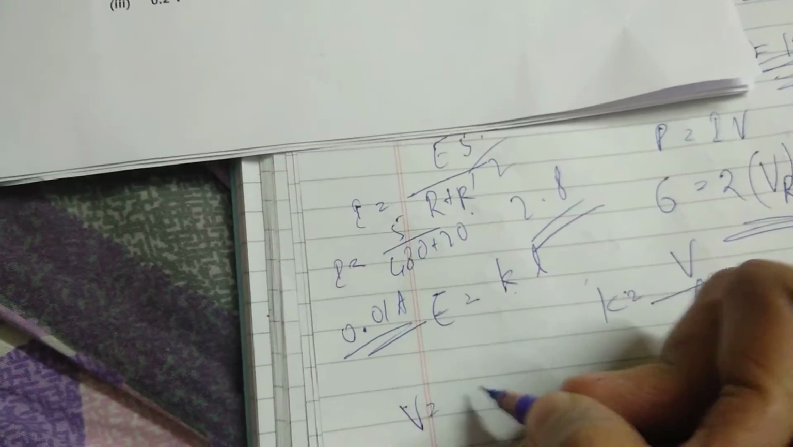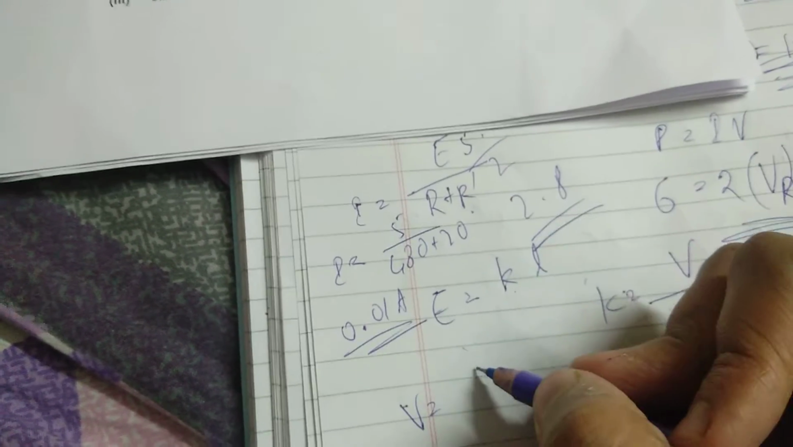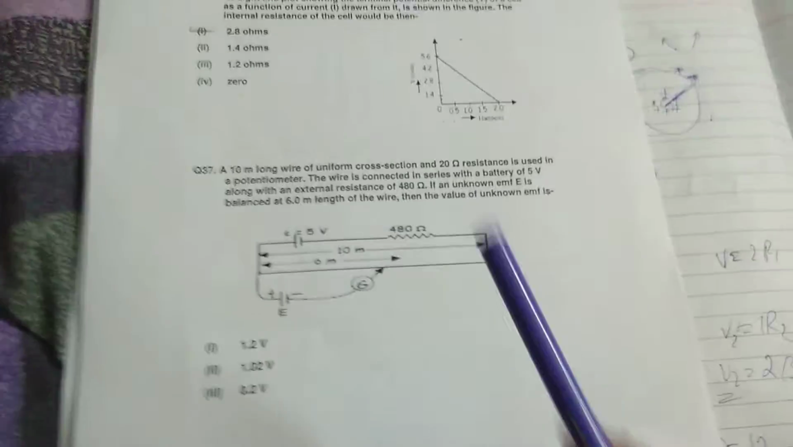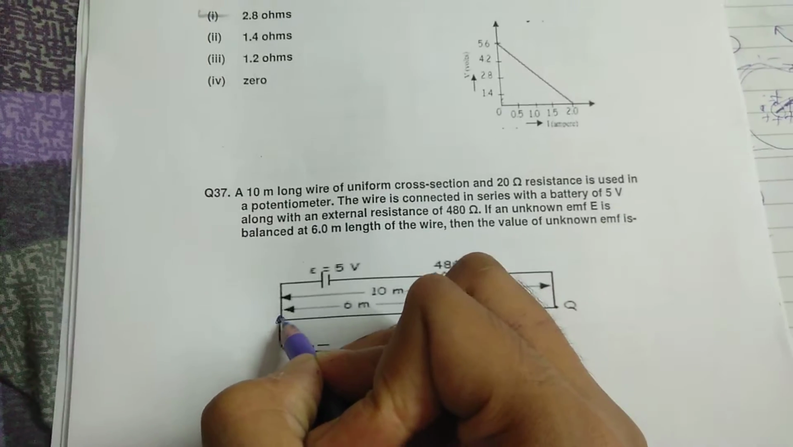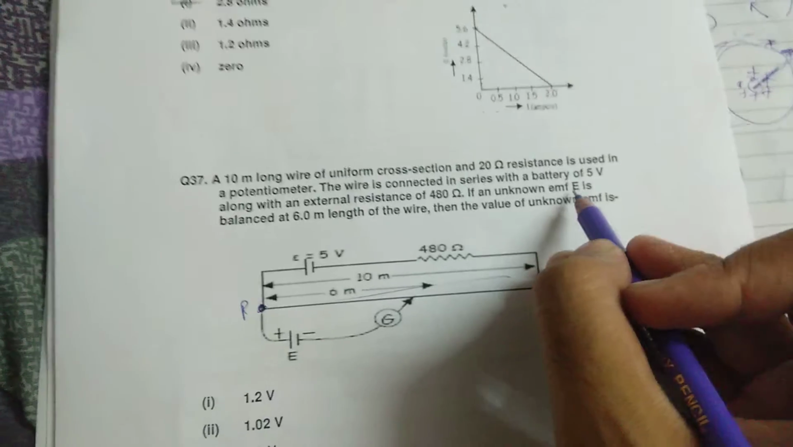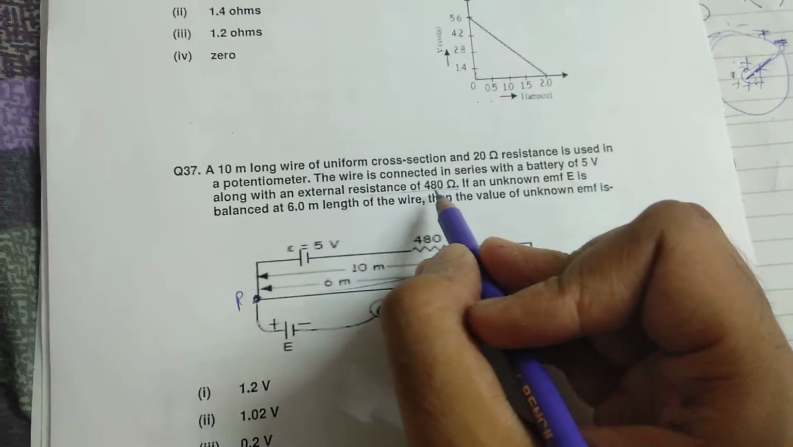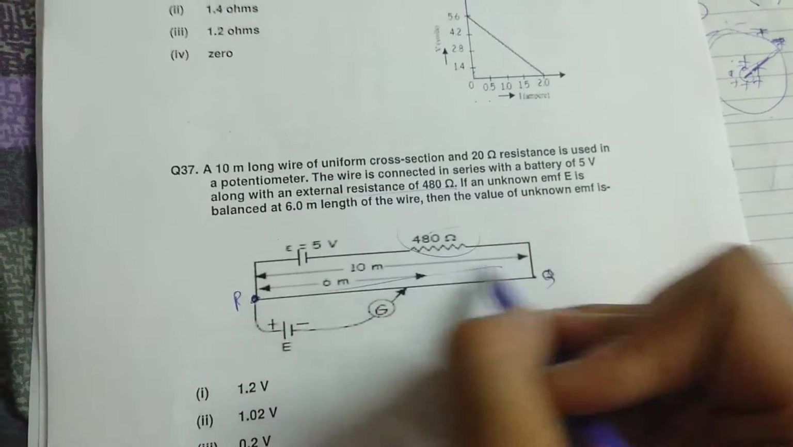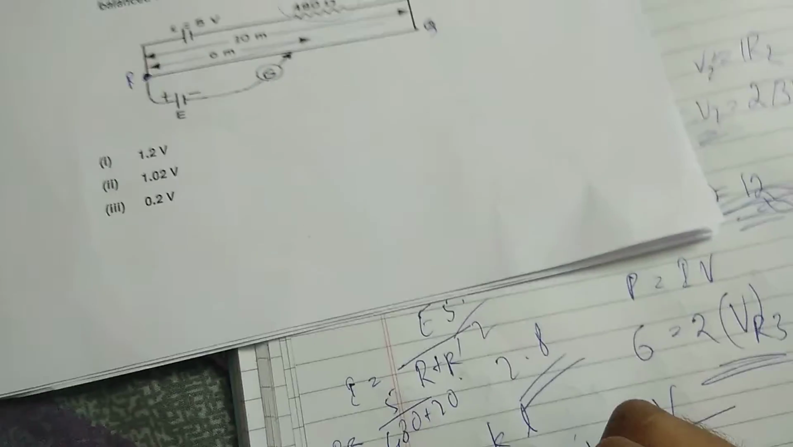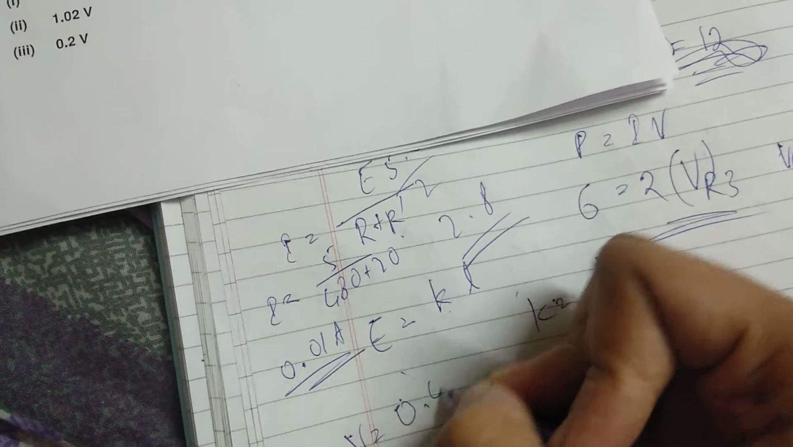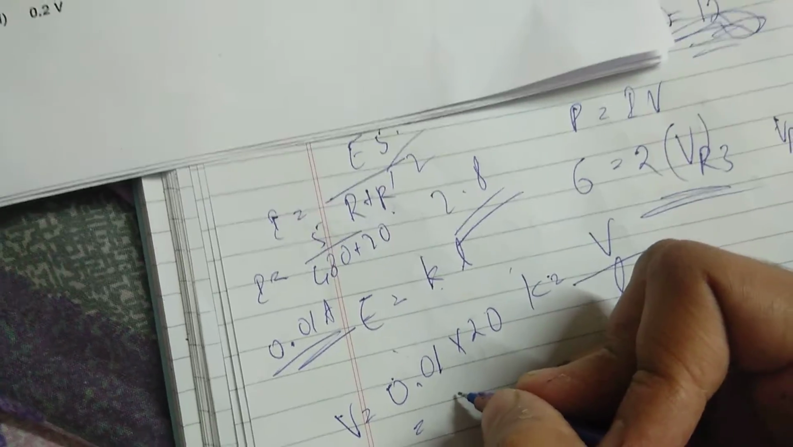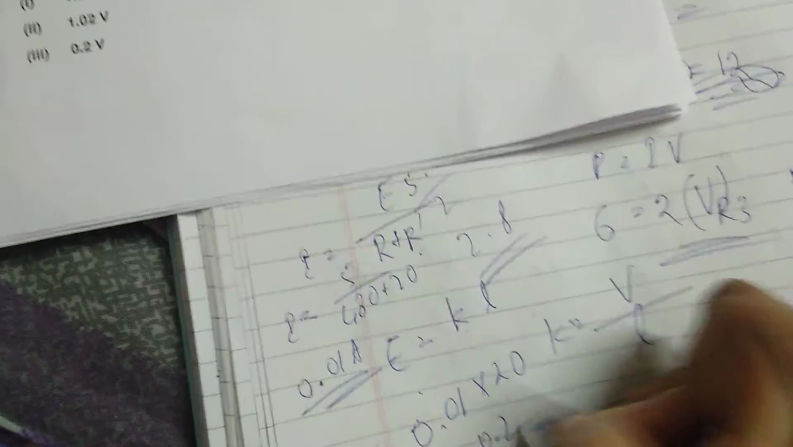Now voltage will be what? IR. So the resistance along this is 20 ohm. See, we are trying to find from this point, suppose this is P and this is Q. So between PQ it is given that 5 volt along the external resistance of 480 ohm. So 480 ohm is the external resistance, but along PQ the resistance of the wire is 20 ohm. So V equals IR. Current we have just found out to be 0.01. So 0.01 into 20. That will give us the voltage. So that will be what? How much? 0.2.